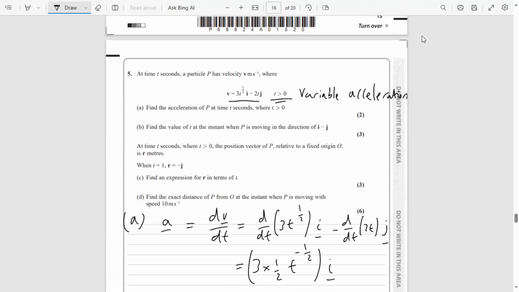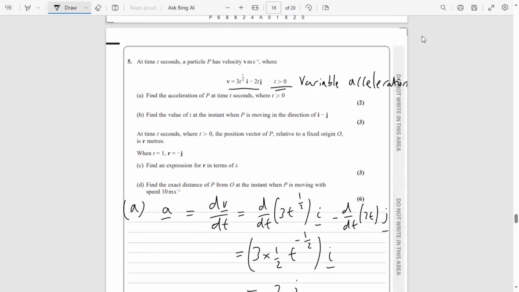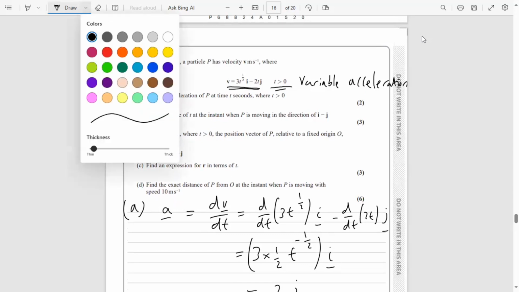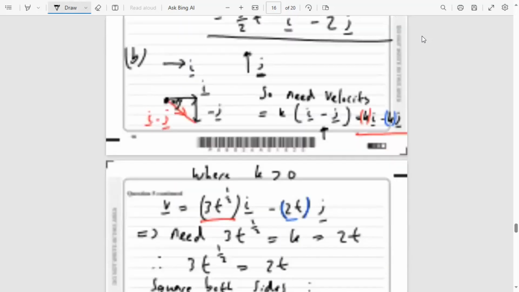The next part: at time t seconds, where t is greater than 0 again, the position vector of P relative to the fixed origin O is r meters. So we have this position vector r. When t is 1, r is equal to negative j. We want to find an expression for r in terms of t. We know we've got this velocity vector. So how do we go from velocity to position? Position is basically your displacement, and to go from velocity to displacement, we integrate velocity with respect to time.